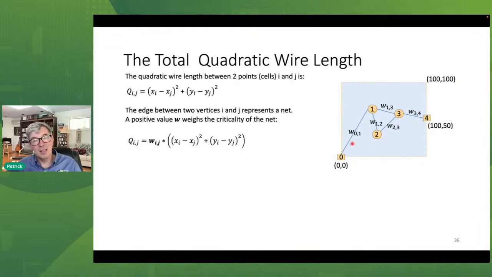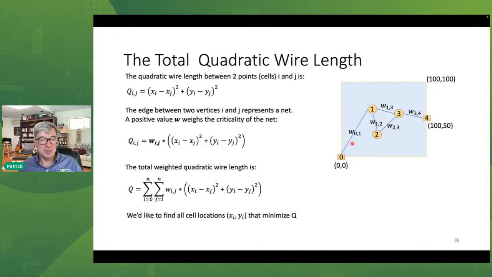What we'll be doing is minimizing the lengths of these edges, but not just the length, the quadratic lengths. Quadratic length makes sense because delay on a chip is quadratic with the distance. But the reason why we use quadratic length here is because it has nicer mathematical properties. So we want to minimize the total weighted quadratic wire length, which I can describe as the sum of the differences between the x coordinates of a point and the differences between the y coordinates of a point, each of them squared times the weight, summed over all. So I'd like to find a good set of cell locations where this Q is minimized.